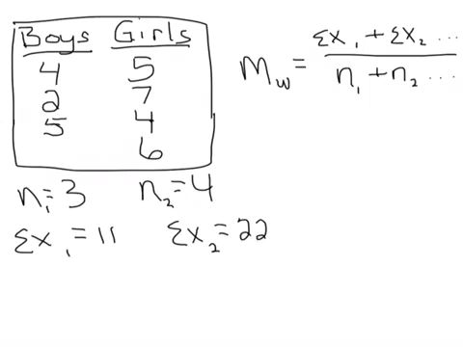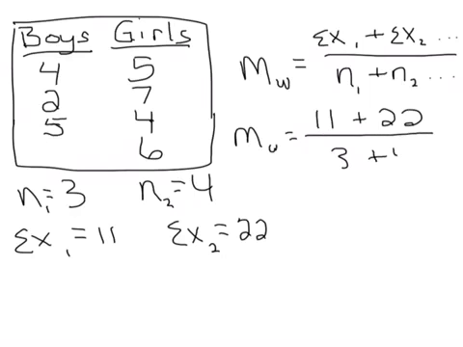So our weighted mean equation ends up looking like this: 11 plus 22 divided by 3 plus 4. Now we can simplify it. Be careful when you do this so that you're not making typos. It ends up being 33 divided by 7. These are not two separate little fractions. They're one addition divided by the other addition.